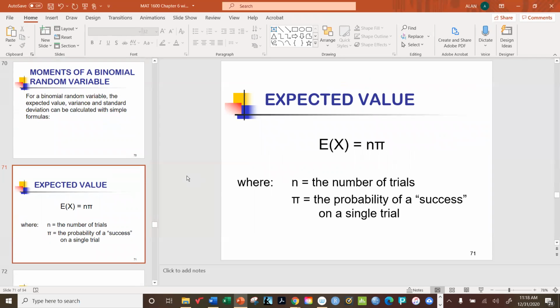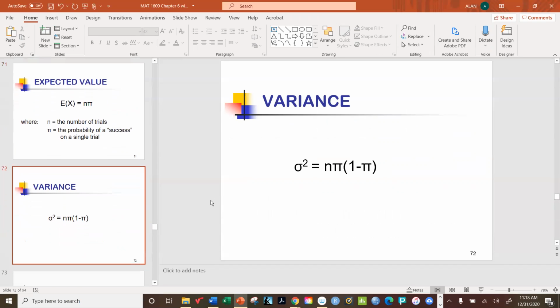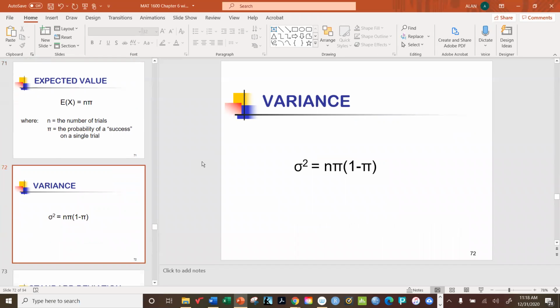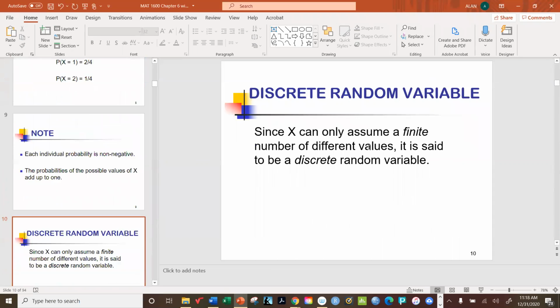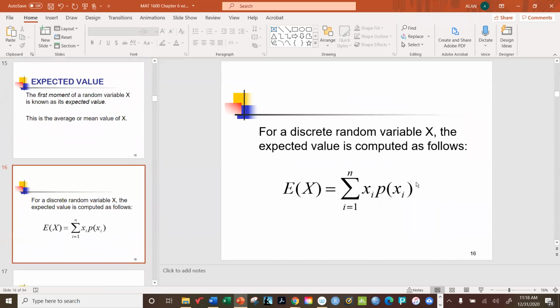For example, look at how easy it is to calculate the expected value. It's just the number of trials times the probability of success. Much easier than the formula we had in the beginning of the chapter, or last chapter rather. The variance. Way back in the beginning, remember we had those really complicated formulas. So I don't know about you, but I'd rather do n times pi than go through all this work.